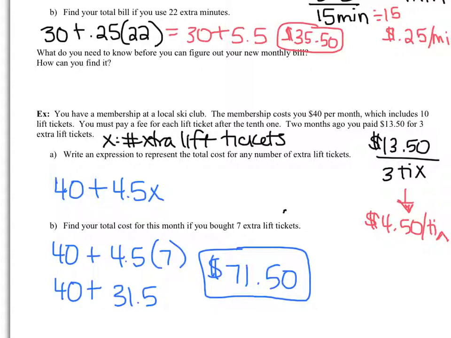Our unknown in this problem is the number of extra lift tickets, so that's our x, and we know that it costs $13.50 for 3 tickets, but we want to know the cost for 1 ticket. So we set up our rate and make it into a unit rate by dividing top and bottom by 3, and we get that it costs $4.50 per extra lift ticket. We have to pay the $40 no matter what, and then add to that $4.50 per extra lift ticket, so 40 plus 4.5x. That's our expression. Now we know that the number of extra lift tickets is going to be 7. 4.5 times 7 is $31.50, for a total cost of $71.50.